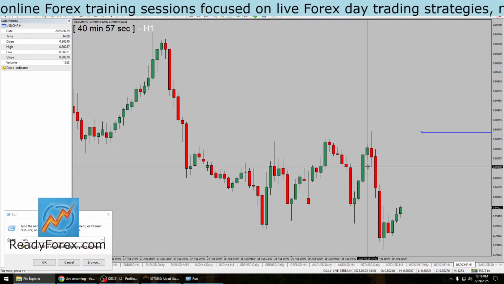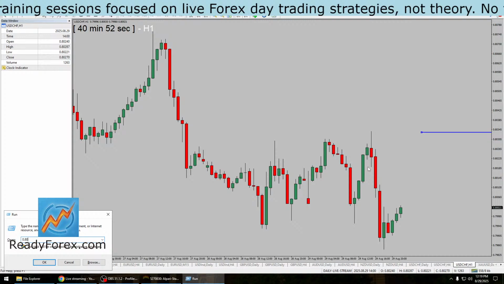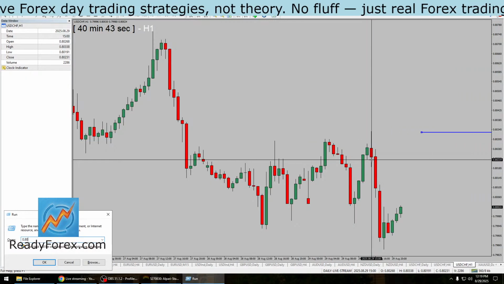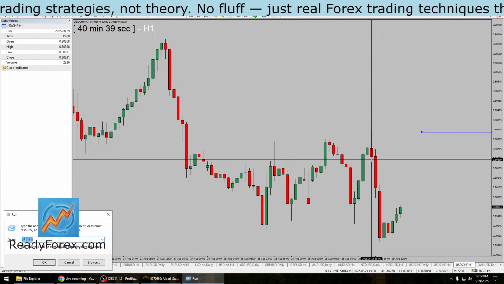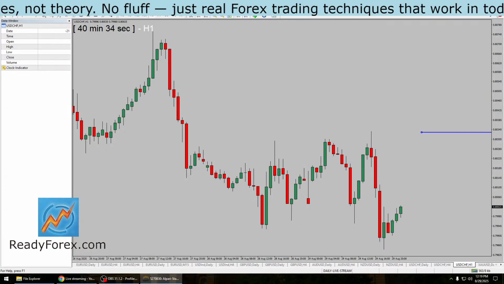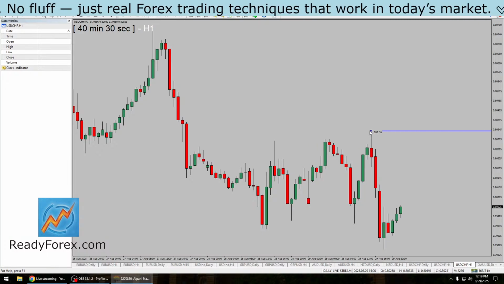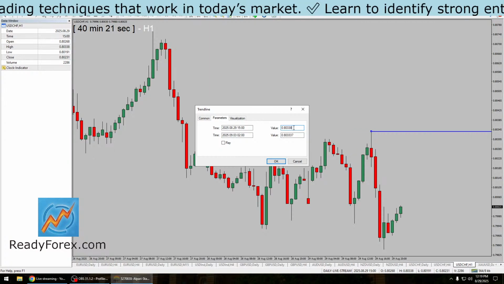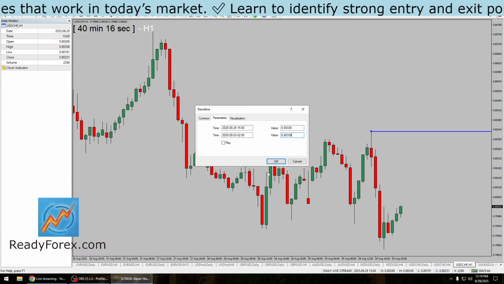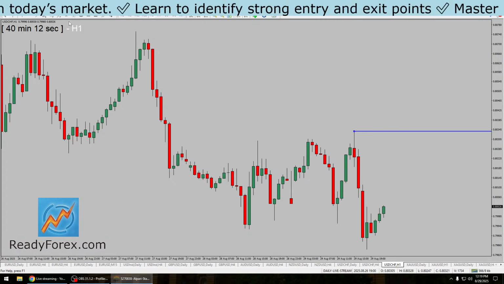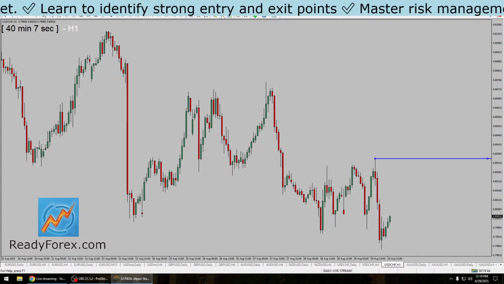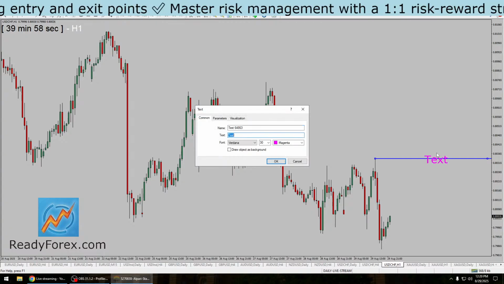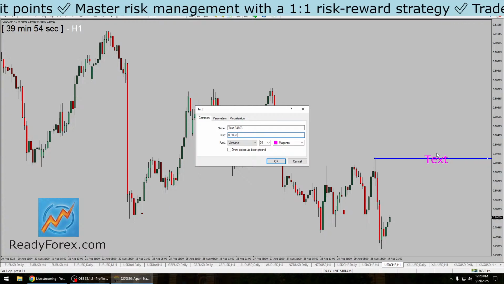0.8033. Let me adjust this trend line over here. So the value is 0.8033.